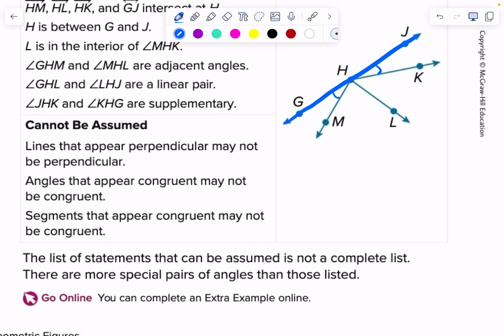Lines that appear perpendicular may not be perpendicular. Angles that appear congruent may not be congruent. Segments that appear congruent may not be congruent. So, if they have a little T like this, you can't say... I don't know if I agree with that. Oh yeah, I do. I do agree with that.